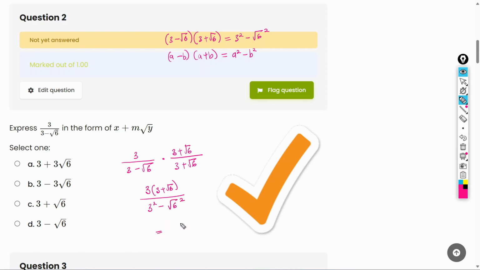So the top would simplify to 9 plus 3 root 6. The denominator will simplify to 9 minus 6. So we end up with 9 plus 3 root 6 over 3. You could easily rewrite this as 9 over 3 plus 3 root 6 over 3, which simplifies finally to 3 plus root 6. So the answer is C.